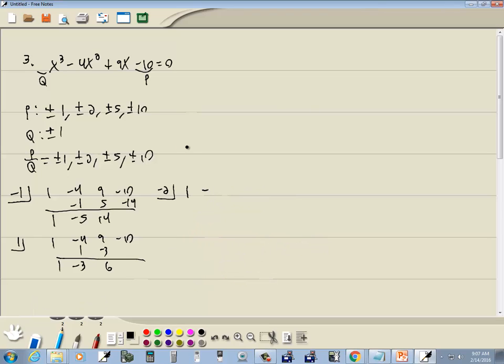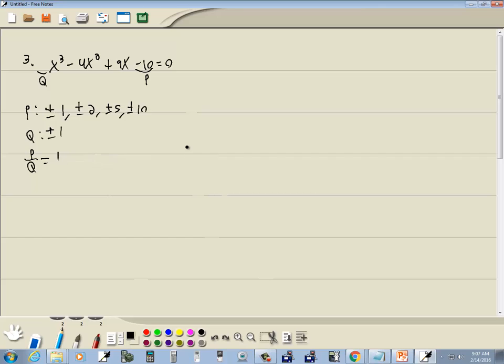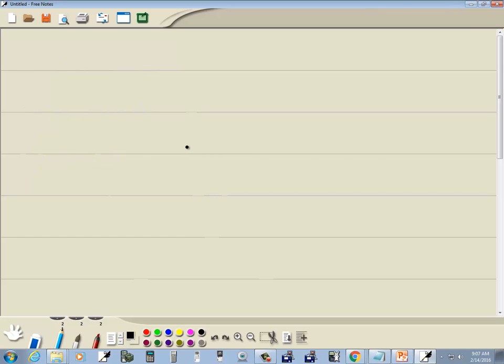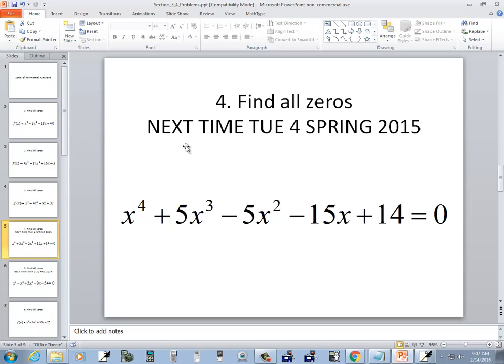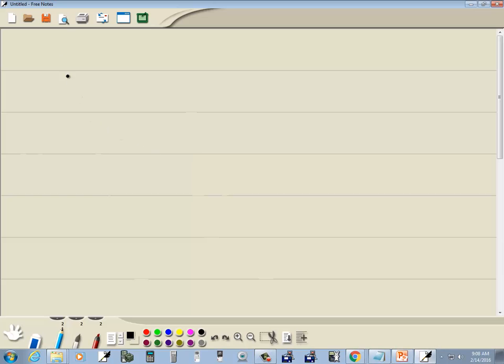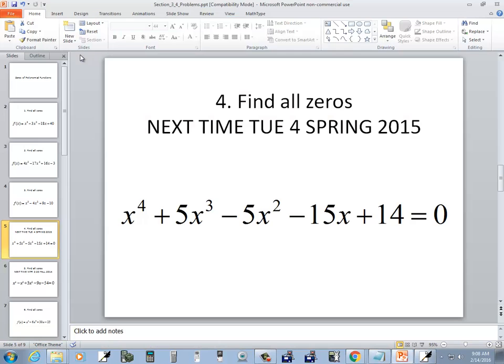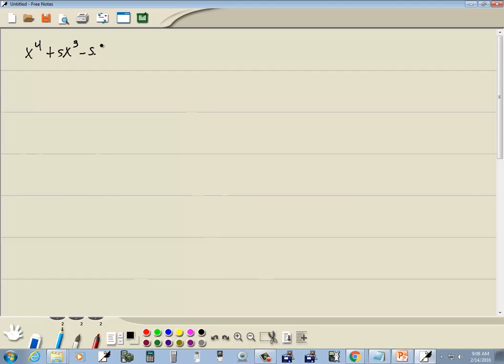One that has more than one answer you can get through synthetic division. Okay, so we got x to the fourth plus 5x to the third minus 5x squared minus 15x plus 14 equals 0.